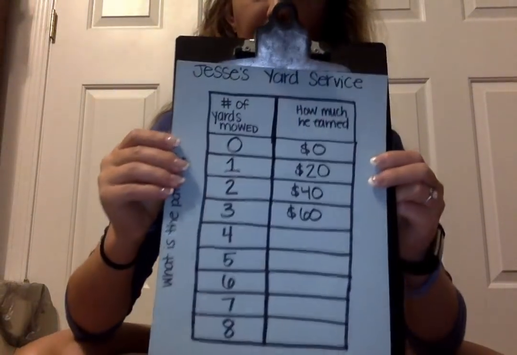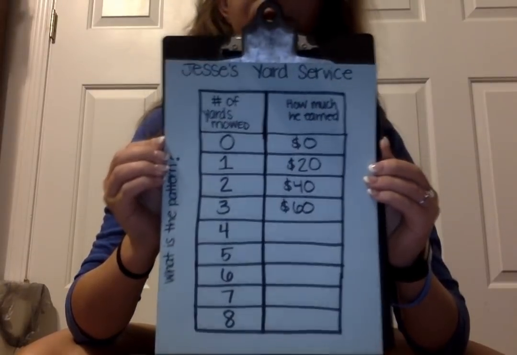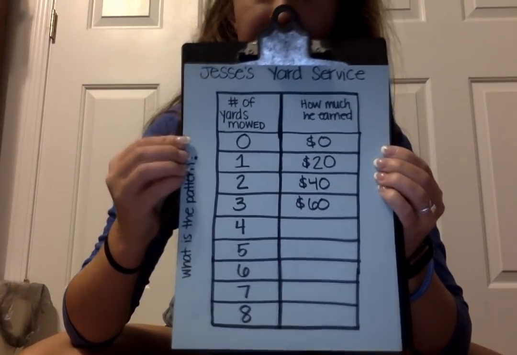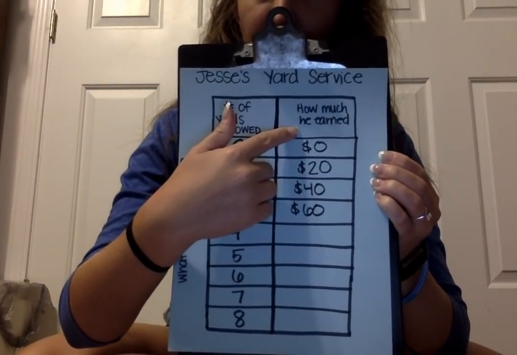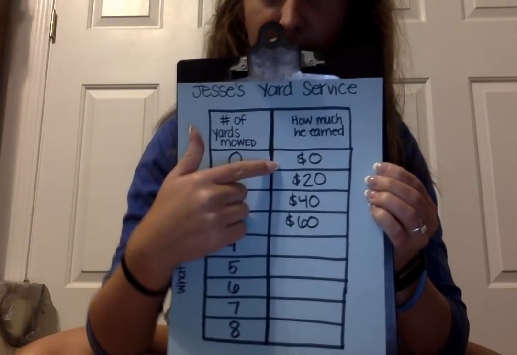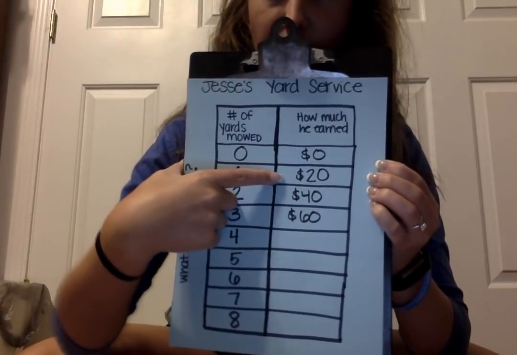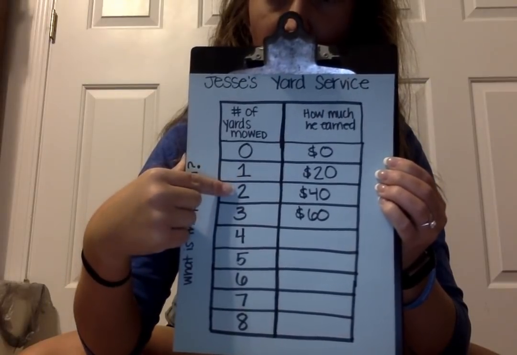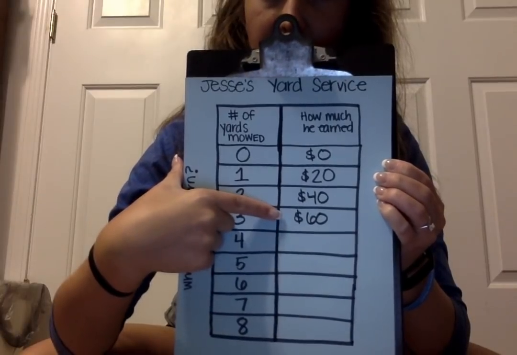So the first thing that we're going to talk about is the table, and I'm going to show you a picture of the table that I have here, and it's Jesse's yard service, like I had said. It talks about the number of yards that he mows and then how much he earned by mowing that yard. So if he mowed 0 yards, he obviously earned $0. But if he mowed 1 yard, he earned $20. If he mowed 2 yards, he got $40. If he mowed 3 yards, he got $60.